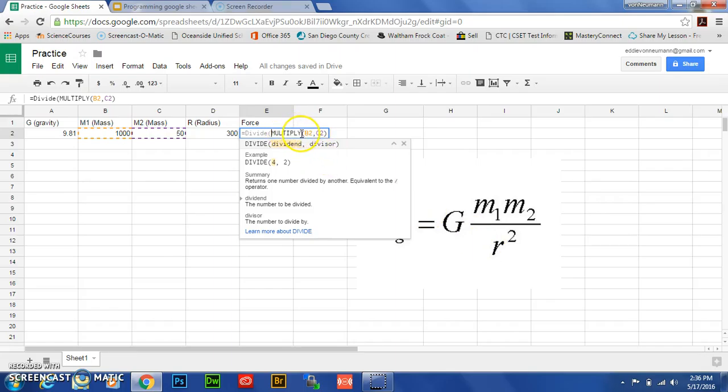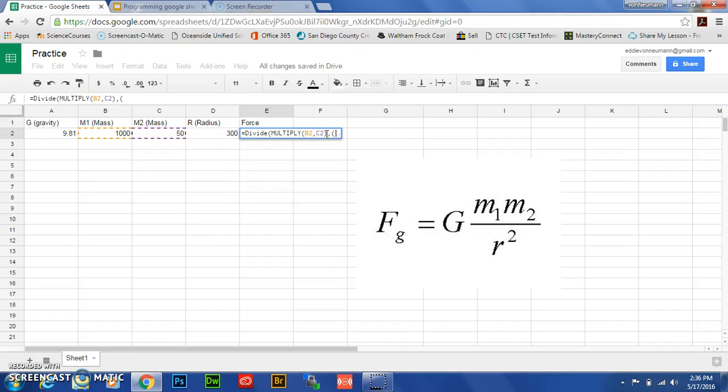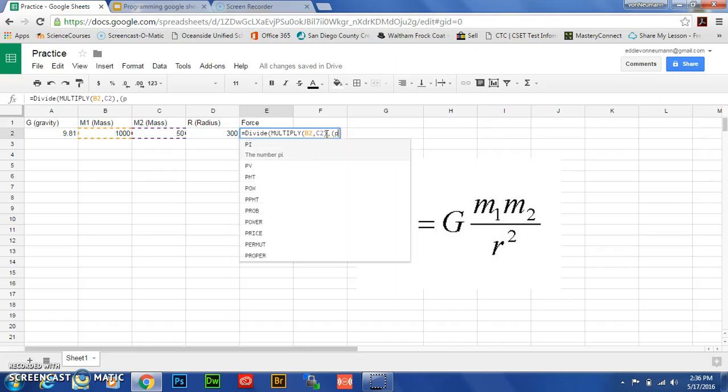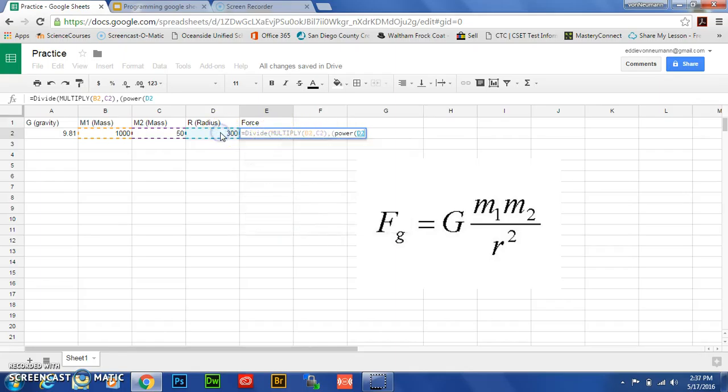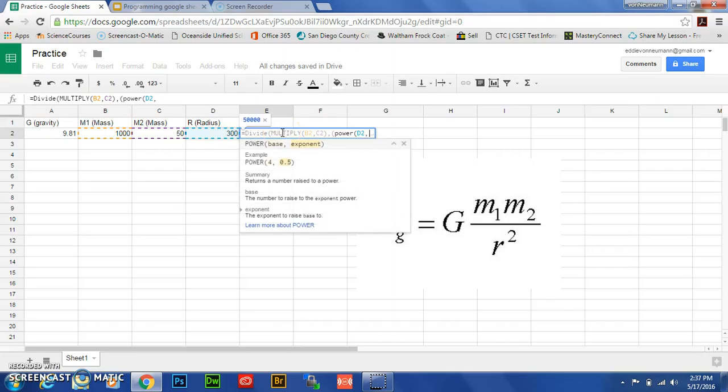So in my first parentheses, I'm going to have my dividend, which is this operation right here, the multiply, then my comma, my divisor, which is going to be another operation, which will be the squaring of r, so it'll be power, and then the base is going to be the cell, d2, and the exponent is going to be 2.